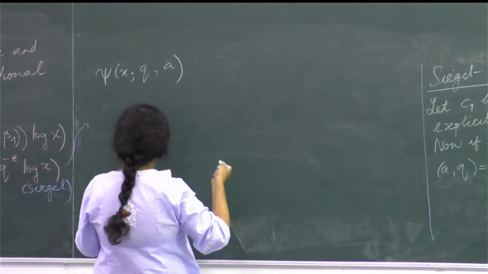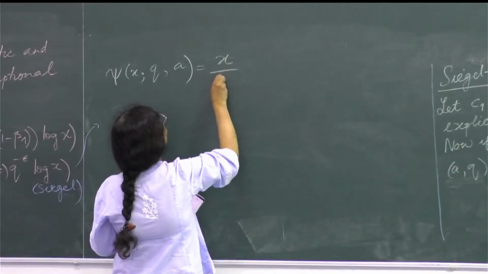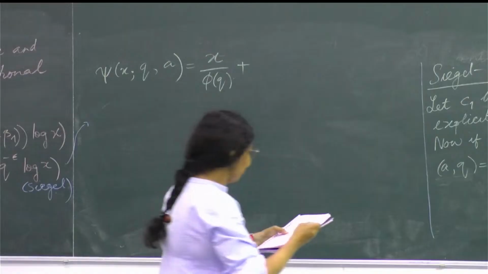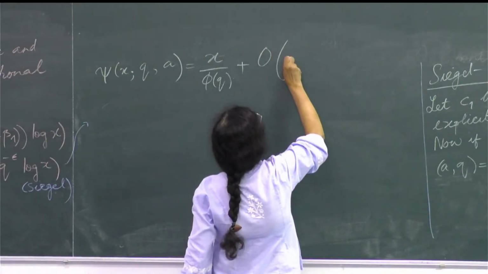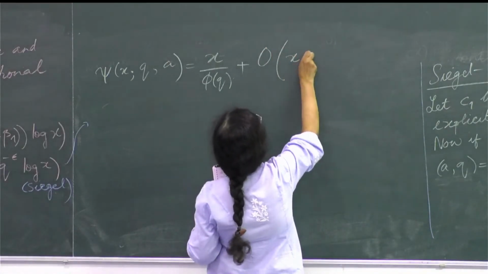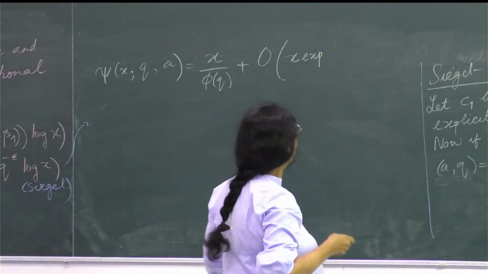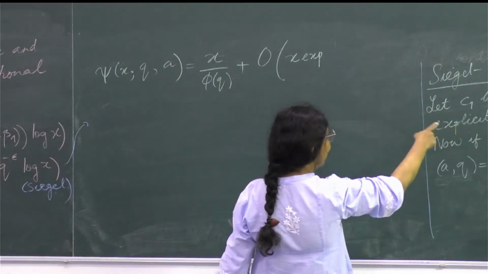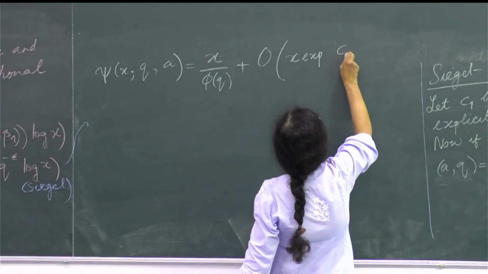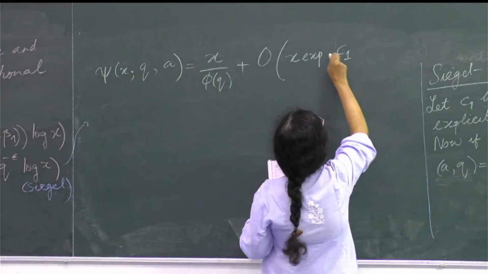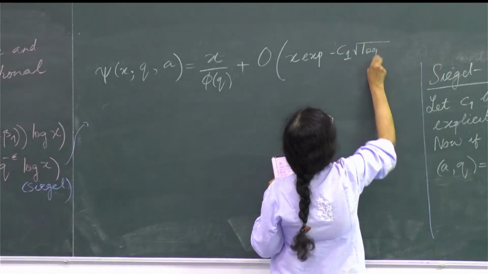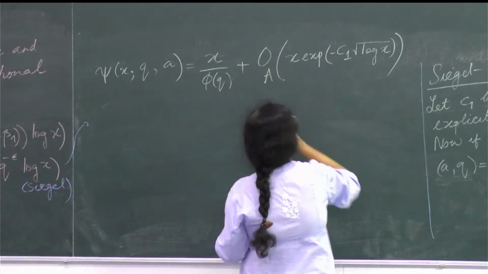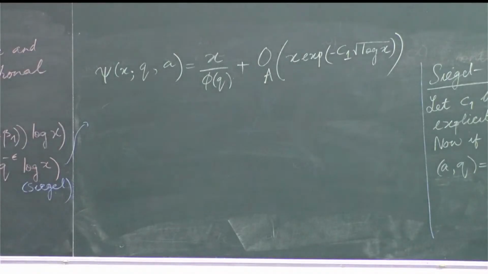x q a. You remember the main term, this is x over phi q, and then I take everything into my error term. So what is it? I get an x, I get an exponential of that C1, remember? There's a C1 and there's a square root of log x. And this depends on the A that we fix. All right?